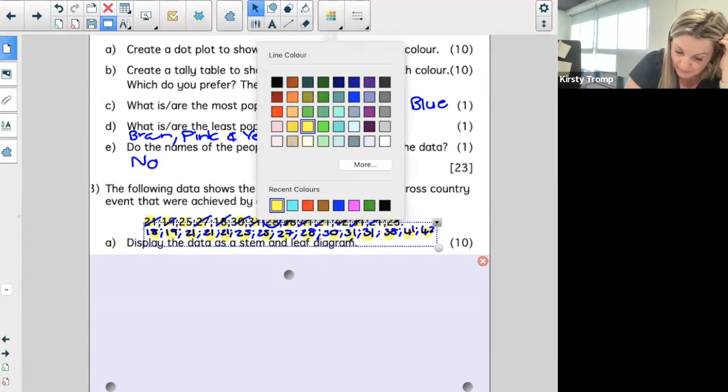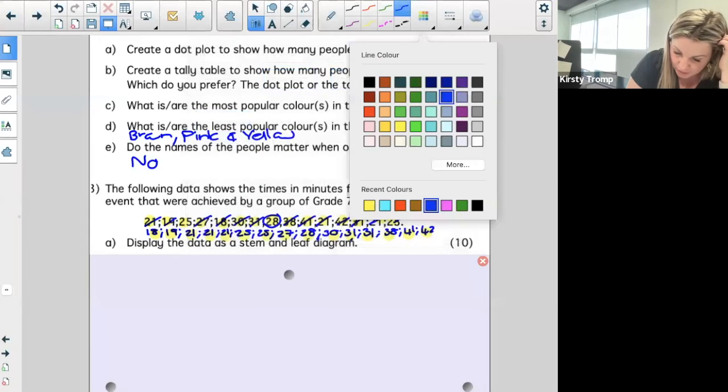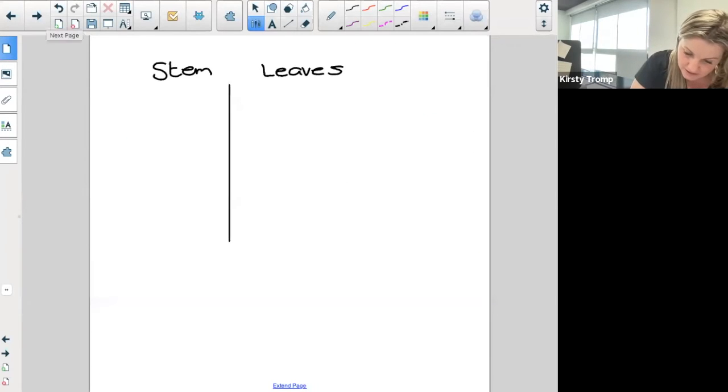All the numbers that come before, so all of these ones. I'm going to pick my brown color for my stem. If I'm looking at 18, we're looking at the tens digit, so the 1 is going to be my stem. So I'm starting at 1. Some teachers like to put a 0 on the top. That's cool, you're more than welcome to do that, but you don't have to. We're starting at the stem of 1.